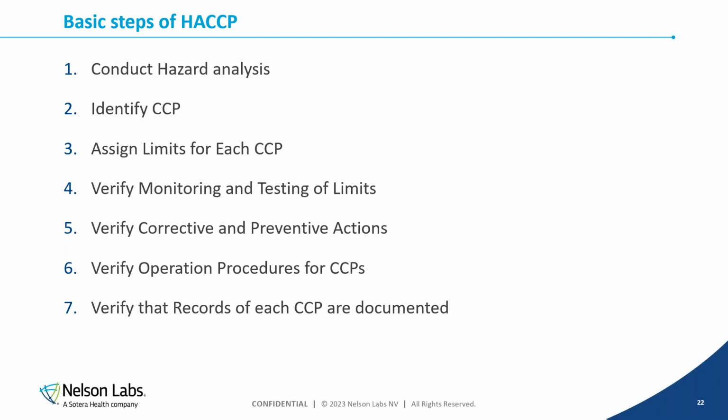There are 7 steps in an HACCP analysis, and we are mainly going to focus on the first 3: conduct hazard analysis, identify the CCP, and then assign limits for each CCP. Those are the 3 most complex. The other 4 are actually quite logical.